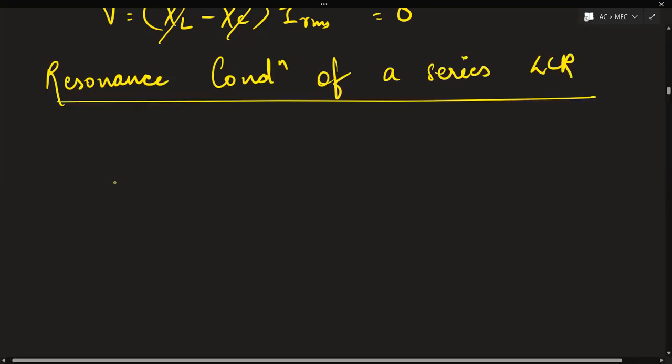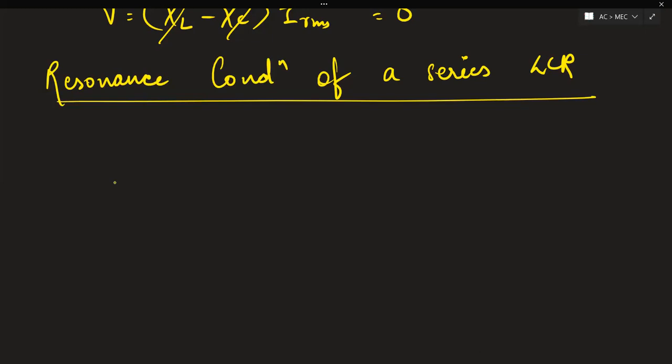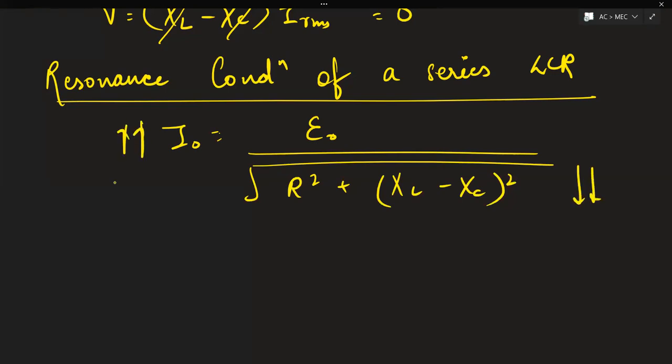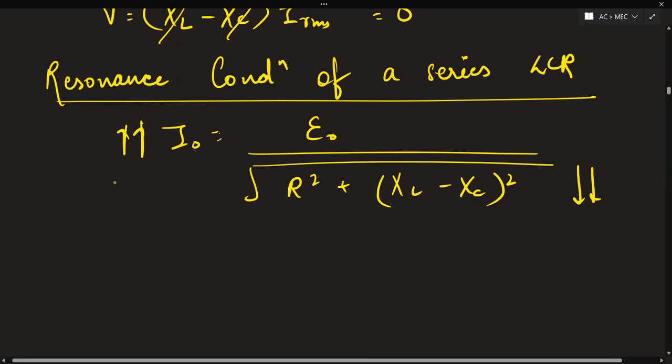Resonance means this is the condition when the current is maximum. So see in the formula, I naught is equal to E naught divided by under root R square plus (XL or XC minus XL, whatever) whole square. When this term is very less, then only we'll have the current greater. In the exam, you can get a question: what do you mean by the resonance condition of a series LCR circuit? Calculate the resonant frequency.